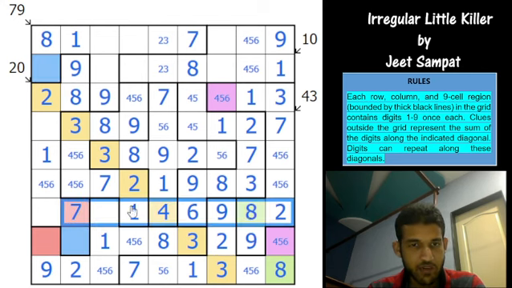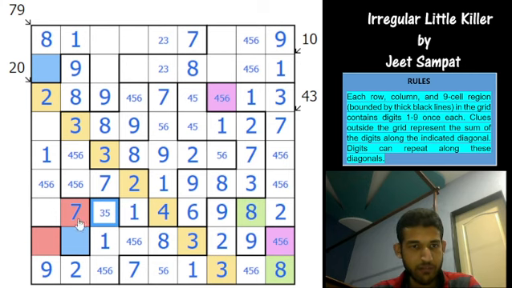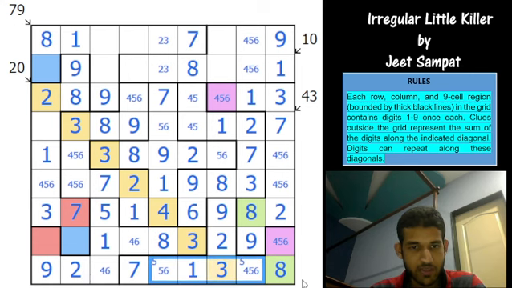So 1, 4, 7, 2, 6, 8, 9. So we have a 3, 5 pair and that can be resolved. So that's a 5, that is a 3. And 5 is removed from these cells now, so that becomes 4, 6. And in row 9, 5 goes in one of these two cells. And that removes the 5 from here, which removes the 5 from here. Beautiful. So 4, 6, 4, 6.